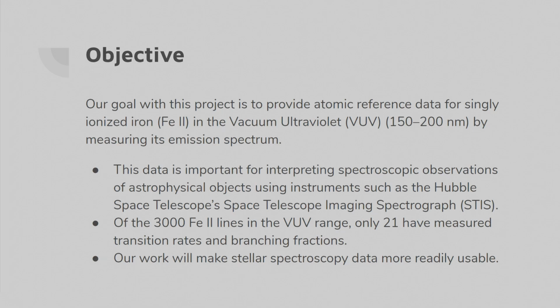This data is important for interpreting spectroscopic observations of astrophysical objects using instruments such as the Hubble Space Telescope Imaging Spectrograph. Current research is hindered by the fact that of the 3,000 some emission lines in iron 2's spectrum in this region, only 21 have measured transition rates and branching fractions. Our work will make stellar spectroscopy data more readily usable and has applications including modeling stellar atmospheres, as well as determining the compositions of stars and accretion disks.